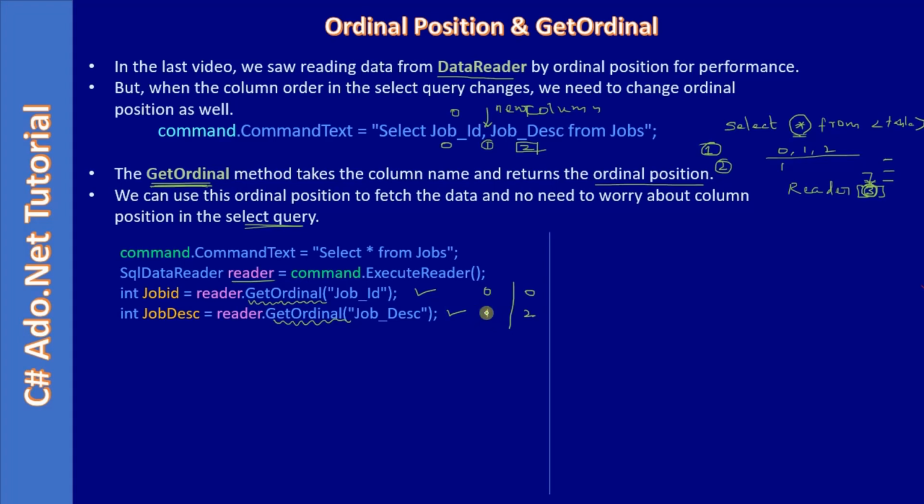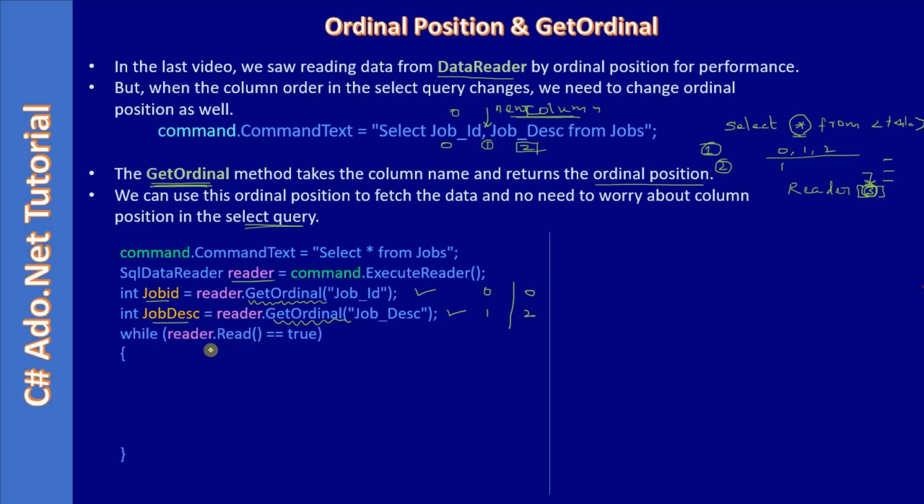Right, previously it was 1, now it is 2. Why? Because a new column is introduced at location 1. The column name is new column. So that's the use of GetOrdinal. And if you see, we are storing this ordinal position as job ID and job description.